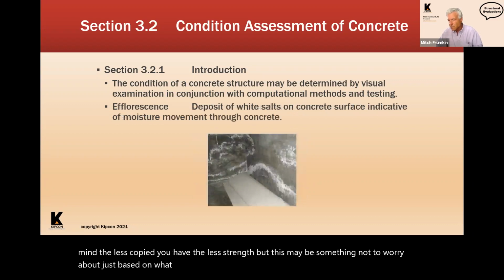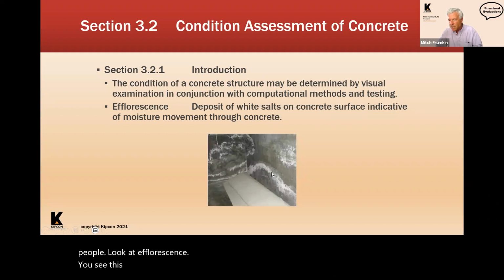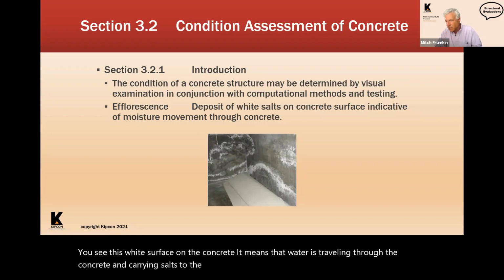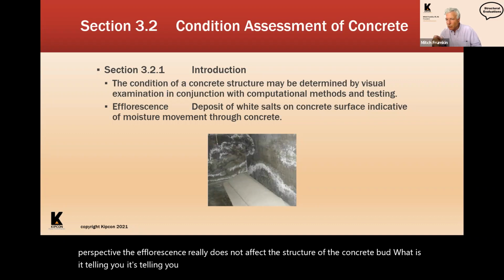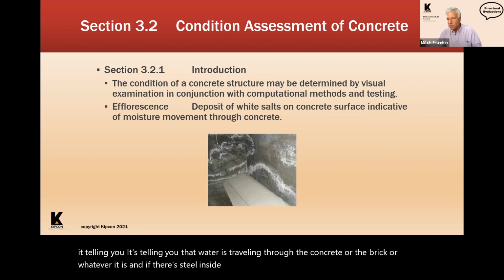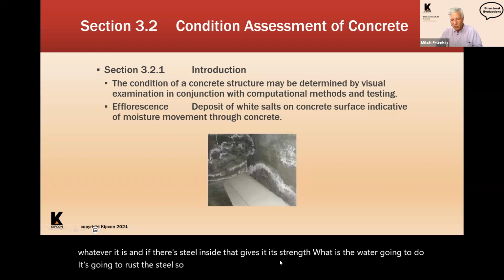Now you have efflorescence, a big thing with concrete. People look at efflorescence and you see this white surface on the concrete. It means that water is traveling through the concrete and carrying salts to the exterior, which deposit on the outside. From a structural perspective, the efflorescence really does not affect the structure of the concrete, but what is it telling you? It's telling you that water is traveling through the concrete or the brick or whatever it is, and if there's steel inside that gives it its strength, what is the water going to do? It's going to rust the steel. So efflorescence is a sign of potential problems. It's another thing to look at.